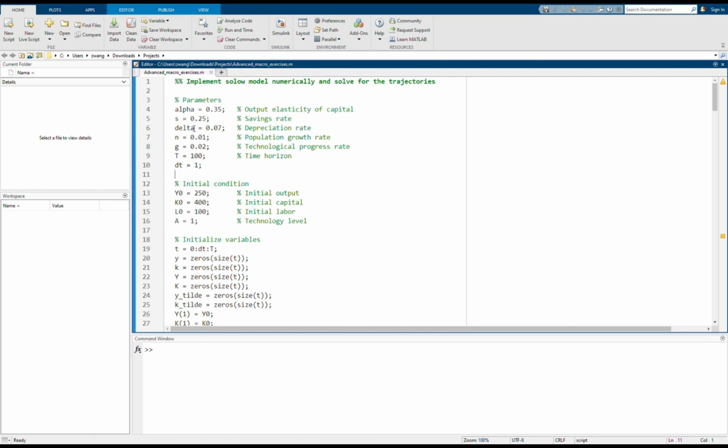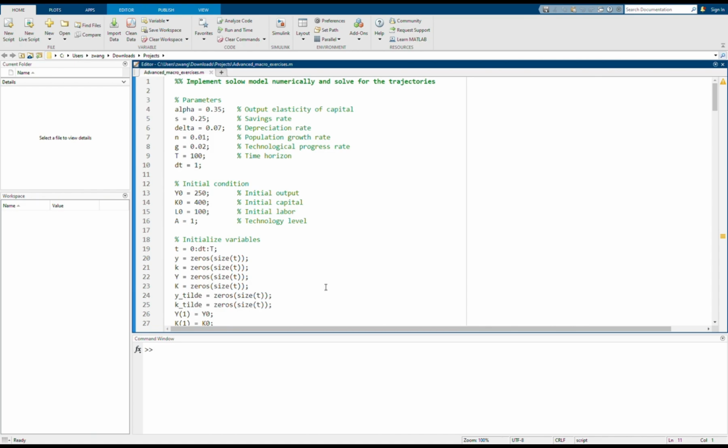The delta, the depreciation rate, is usually between 5 and 10%. I choose 7% here. And I set the population growth and technology growth rate as 1 and 2% respectively. I set the time period as 100 to see whether in 100 periods the economy can approach the steady state or not.